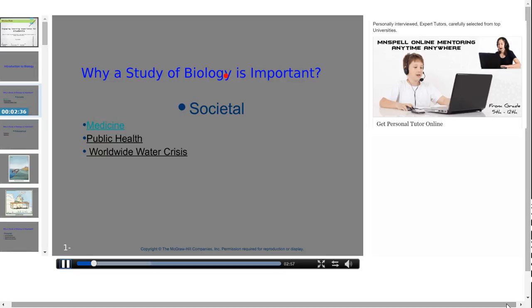Why is the study of biology important? What fascinates you to learn biology? This is one of the best and the most important subjects as part of science. And the only thing which I can tell you is that every single happening is related to science. Every single happening in life is related to biology.